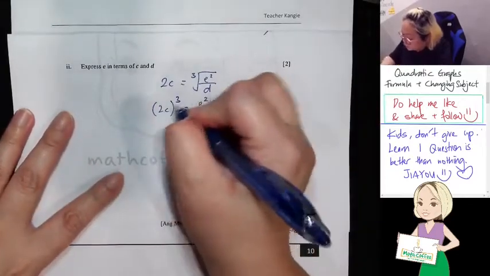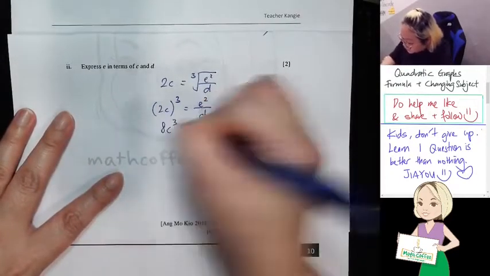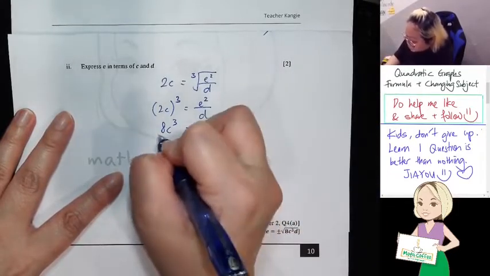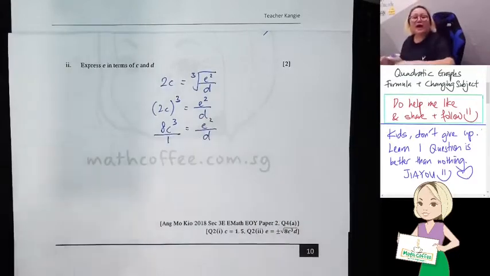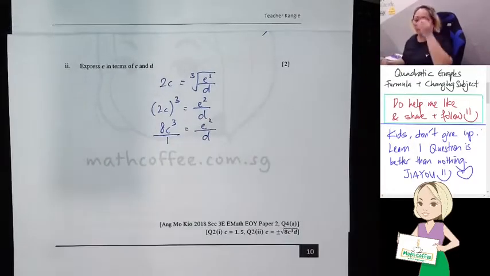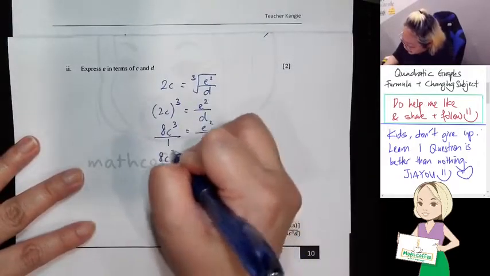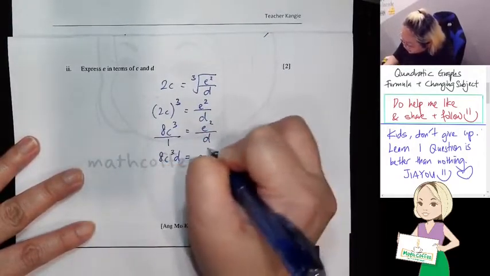Then 2 to the power of 3 is 8, so it's 8c cubed equals to E squared over D. I'm going to put this one as over 1 so that I can do my cross multiply. So now do your cross multiply, you will get 8c cubed D equals to E squared.